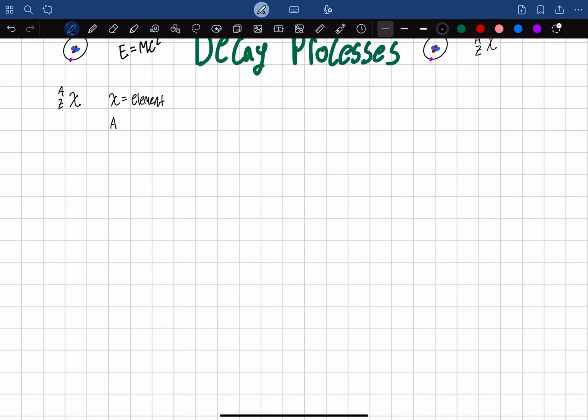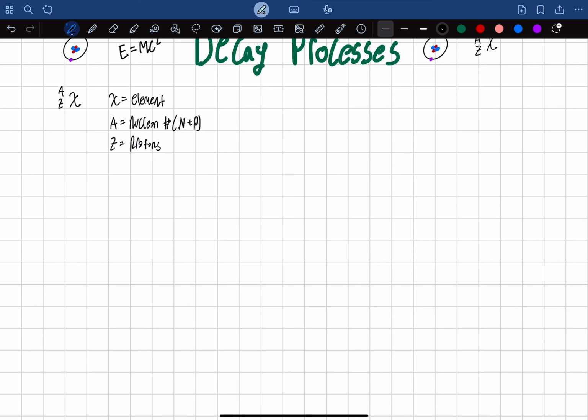Secondly, we have A. A is equal to the nucleon number. Nucleon number is just the total number of neutrons plus protons, and that's what is usually the molecular weight. Lastly, Z is equal to the protons, and that is always going to be consistent for every single element. Oxygen is always going to have 8 protons. Uranium is always going to have 92 protons, and so on and so forth.